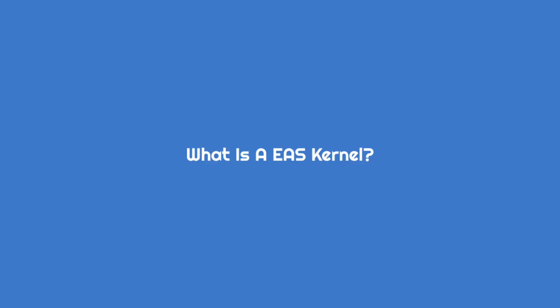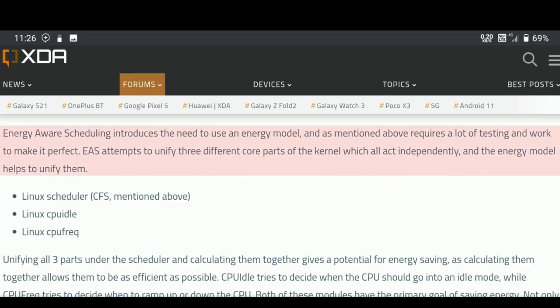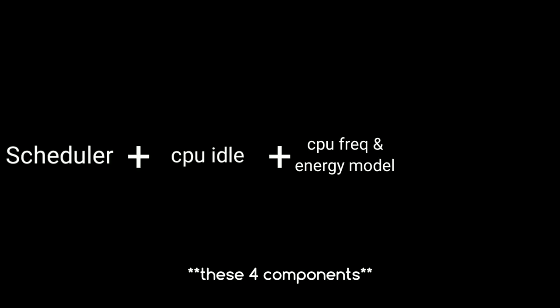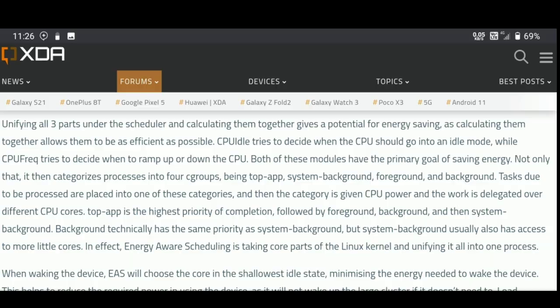Let's see the EAS kernel now. EAS stands for Energy Aware Scheduling, which introduces the use of an energy model. EAS tries to unify three different core parts of the kernel, and the energy model helps to unify them. The three different core parts are the Linux scheduler, CPU idle, and CPU frequency. These three components make up the EAS kernel. By unifying and calculating them all together, less energy is consumed and it is more efficient.